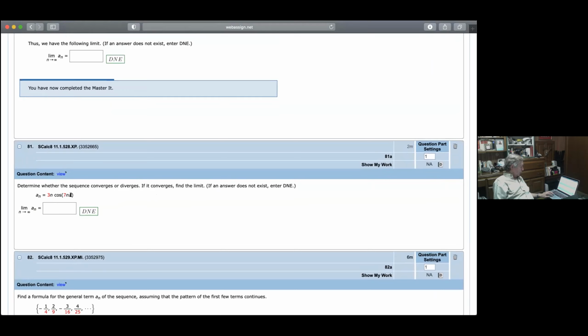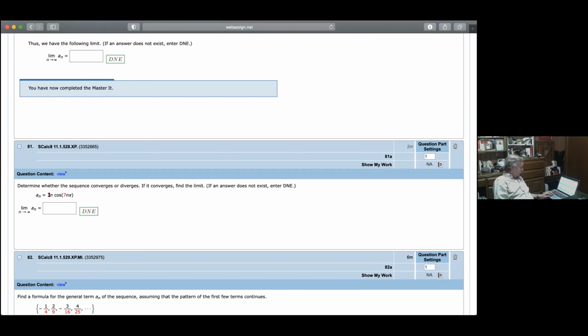3n cosine 7n pi. Well, the n is going to go to infinity. The cosine is going to oscillate between +1 and -1. So, what do you think? And it's very quiet, but I know the answer because I can see it because I'm a teacher.